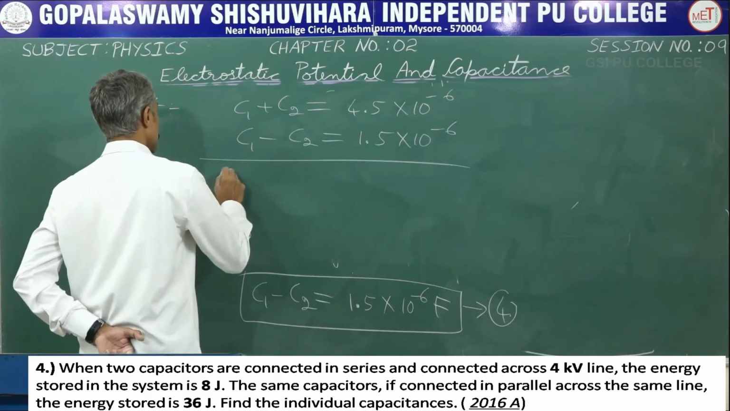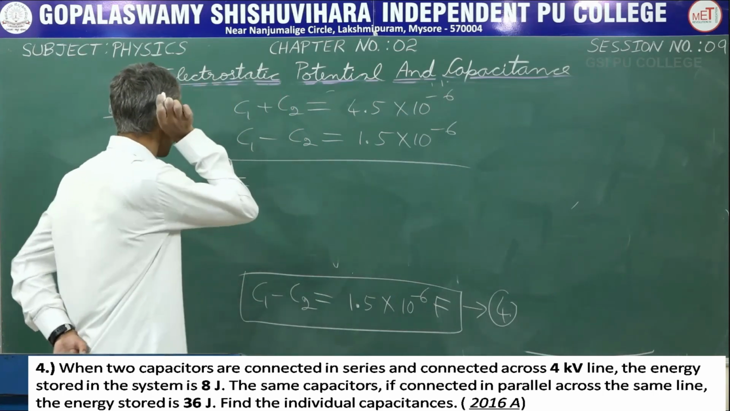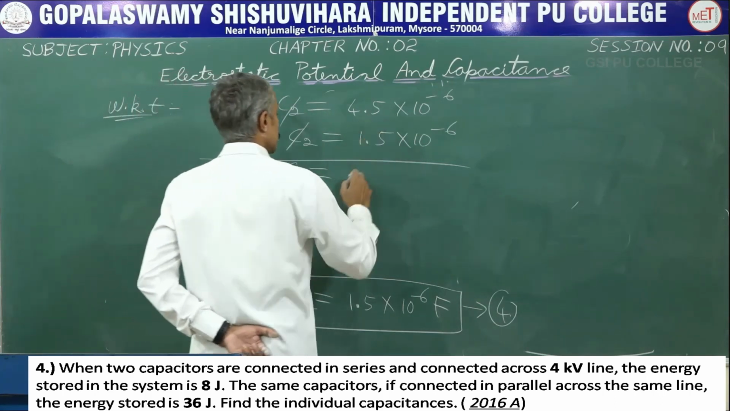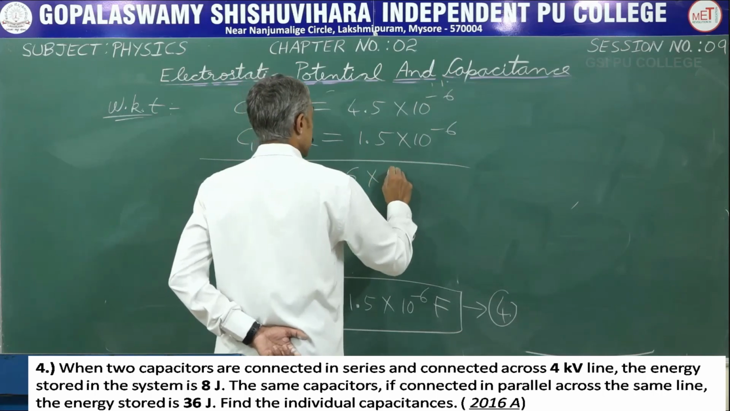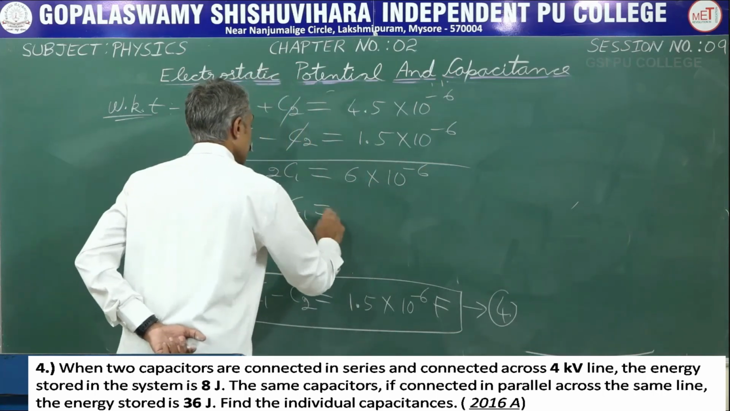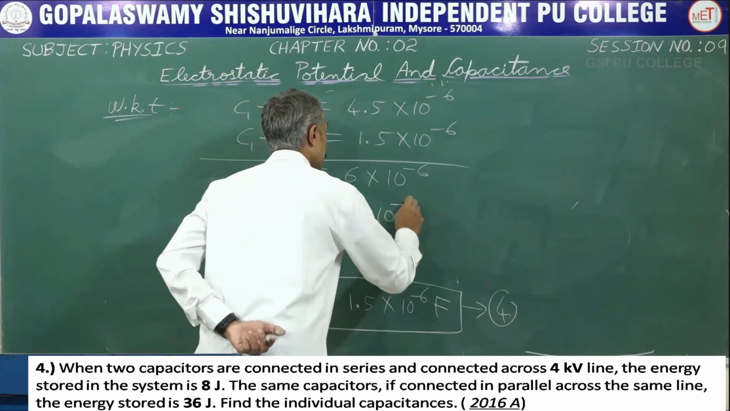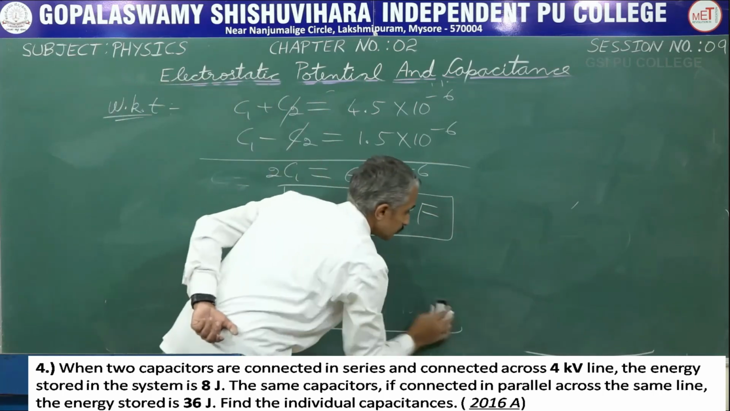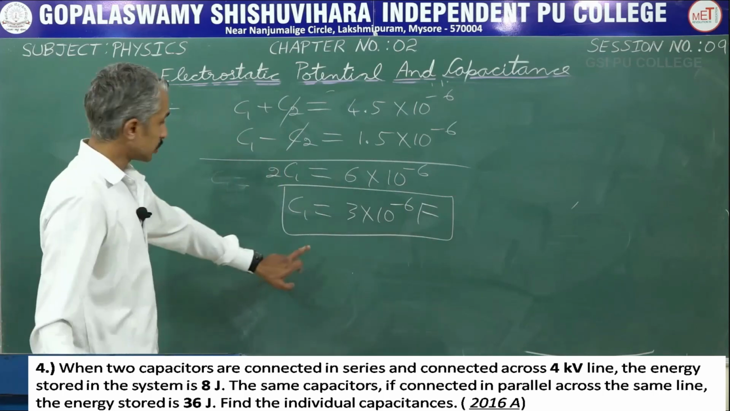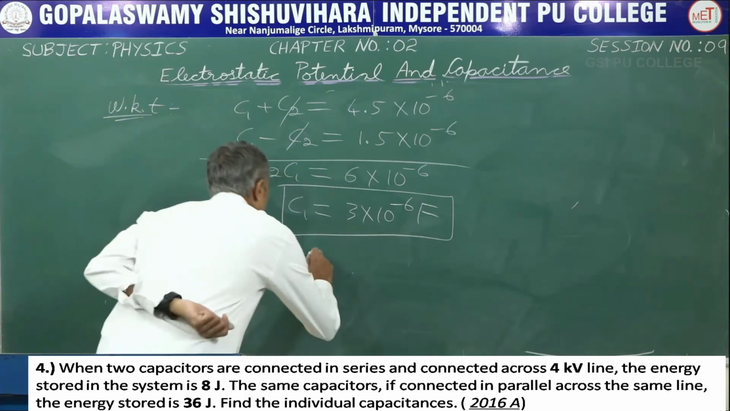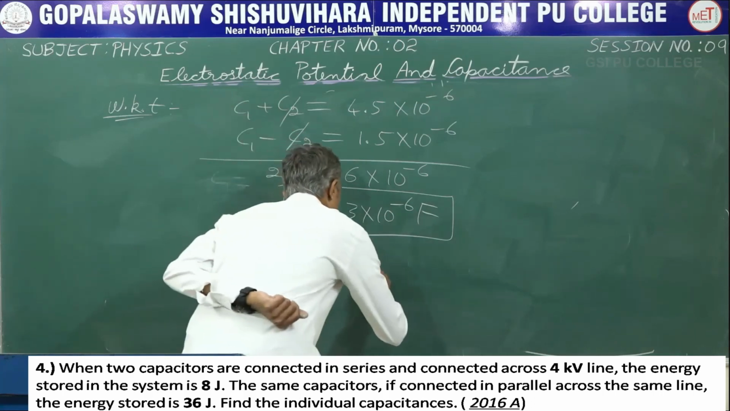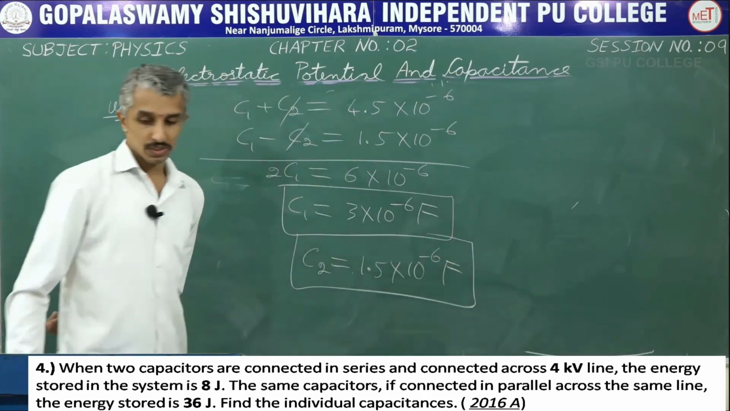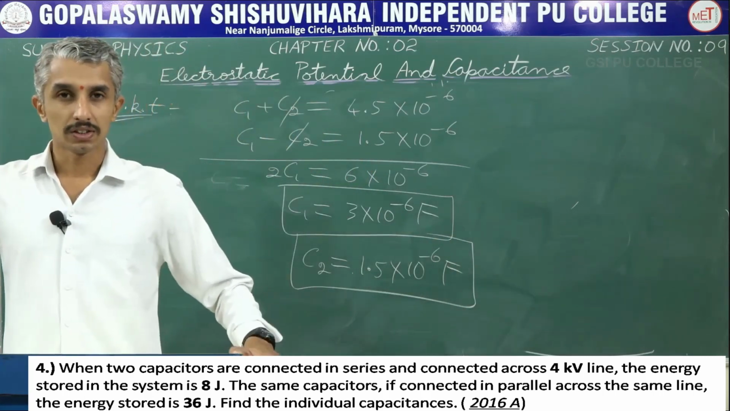On solving this you will get C1 is going to be 3 into 10 to the power of minus 6 farad. And using C1, if you solve here for C2, I'll get C2 as 1.5 into 10 to the power of minus 6 farad. So we have finally solved this numerical.